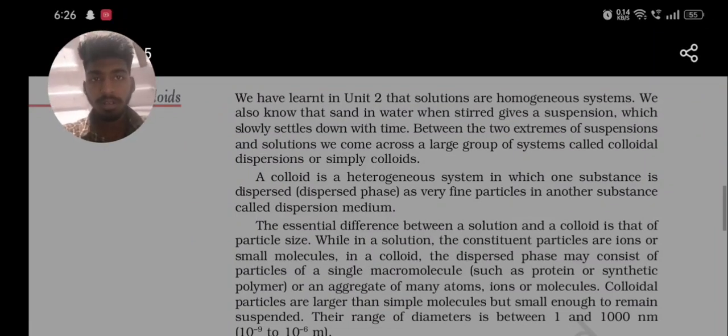Today our topic is colloids: what is a colloid, their classification, preparation of colloids, and their purification. So what is a colloid? A colloid is a heterogeneous system in which one substance is dispersed as very fine particles in another substance called the dispersion medium.